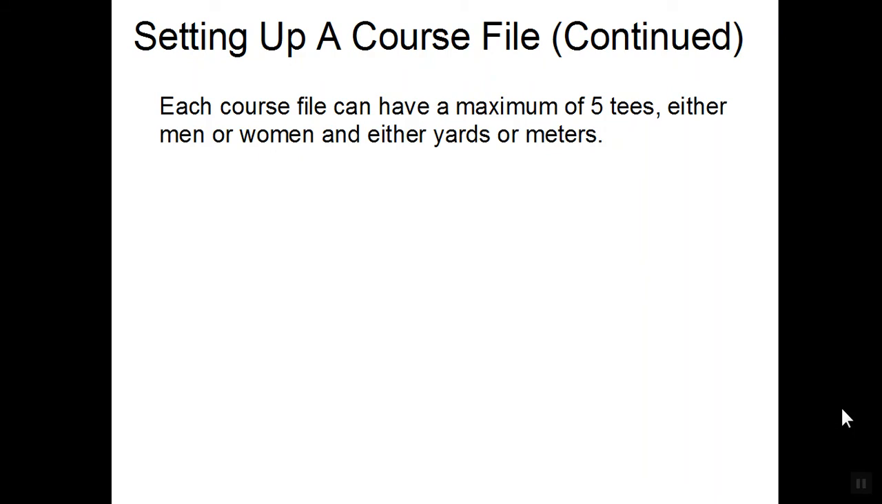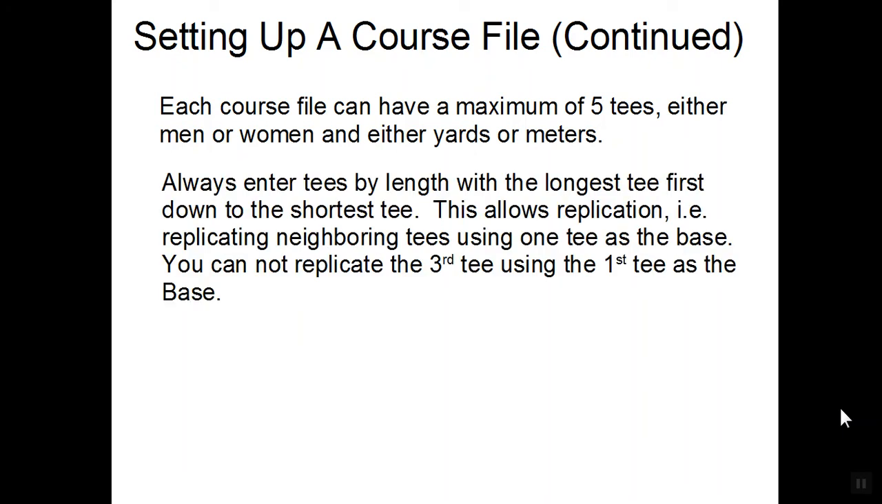Each course file can have a maximum of 5 tee boxes, either men or women, and either yards or meters. Generally, we don't like to put the men and women together, but you can as long as when you rate, you make very sure that when you're entering data later on, that you select the women and the yardage is correct. Always enter the tees by length, with the longest tee, the first tee, dropping down to the shortest tee.